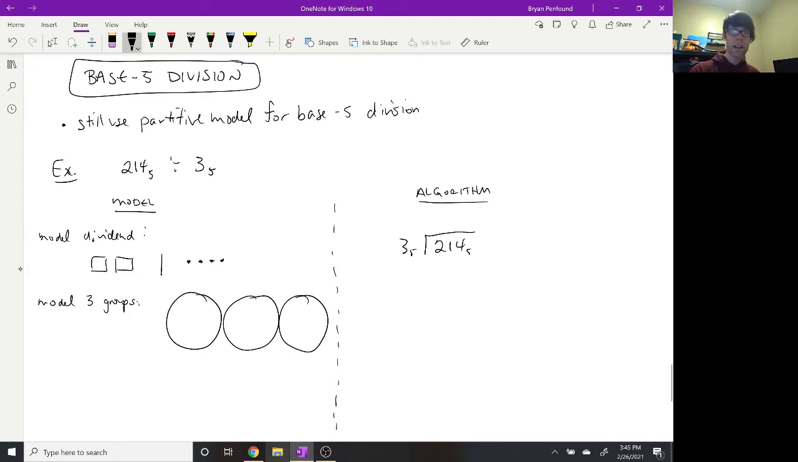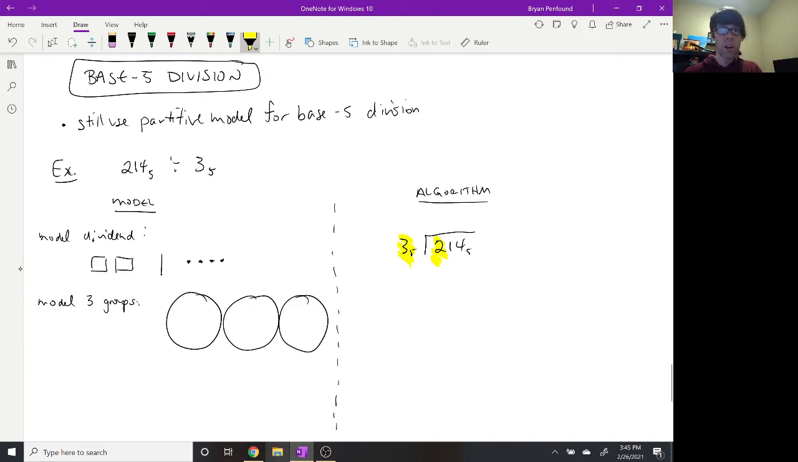Okay, so our divisor becomes the number of equal-sized groups that we're trying to fair share into. And then we're pretty much set up and ready to go. So from here, we want to go back over to the algorithm and figure out what step we would do first. Normally, we would take this number 3 and ask ourselves, how many times does 3 go into the number 2?